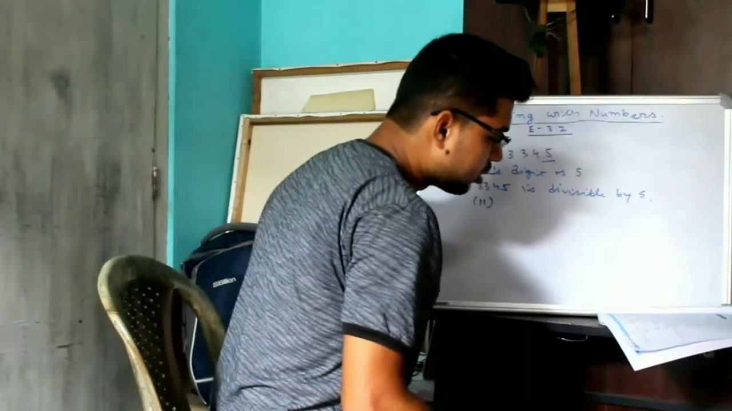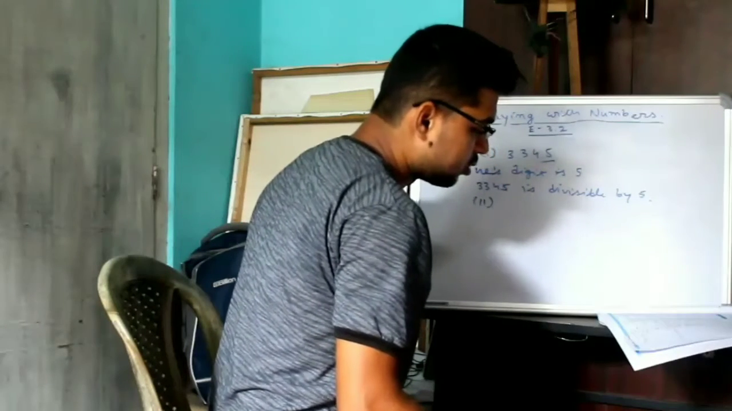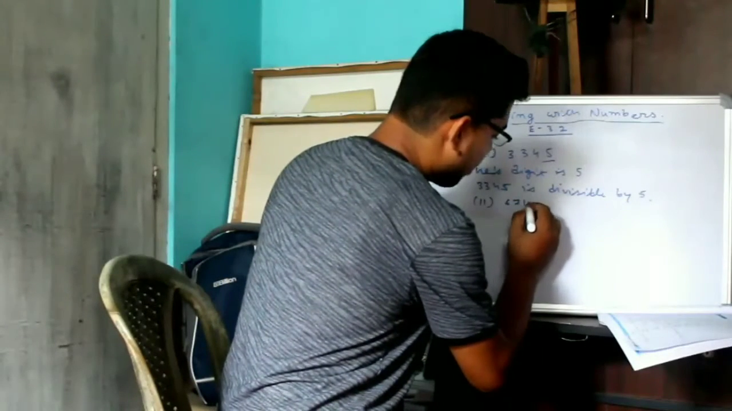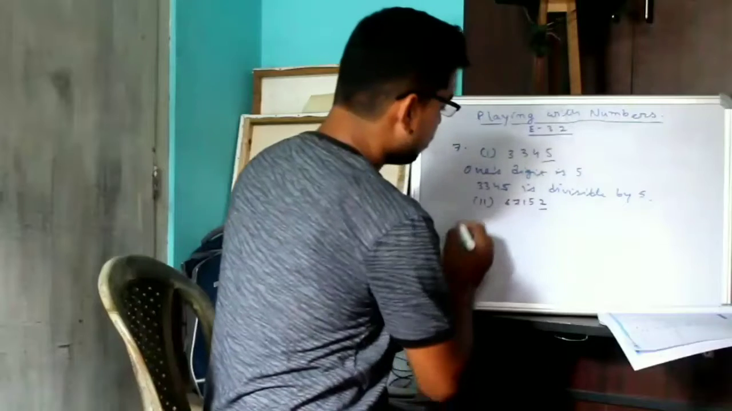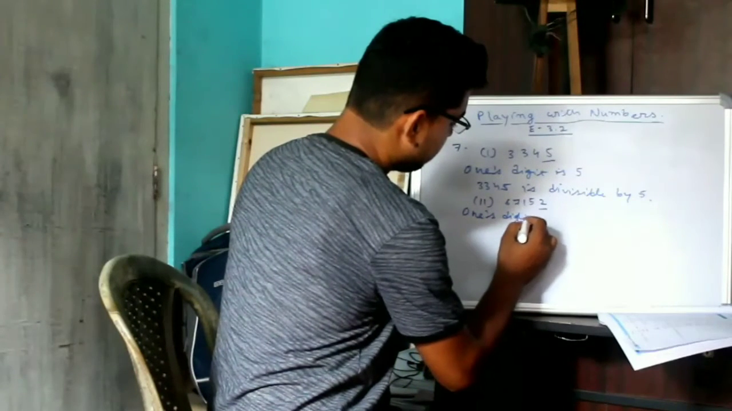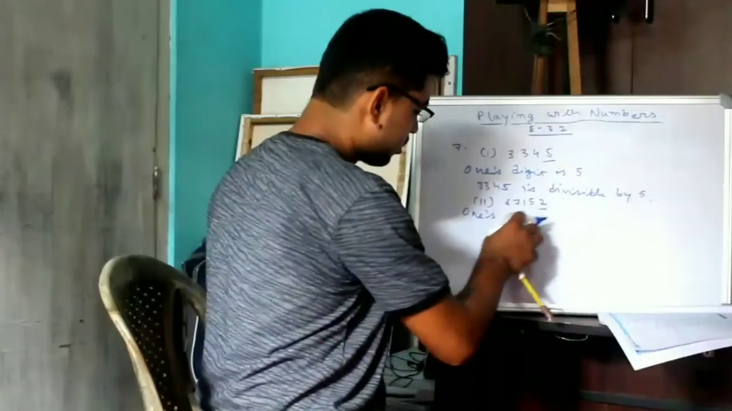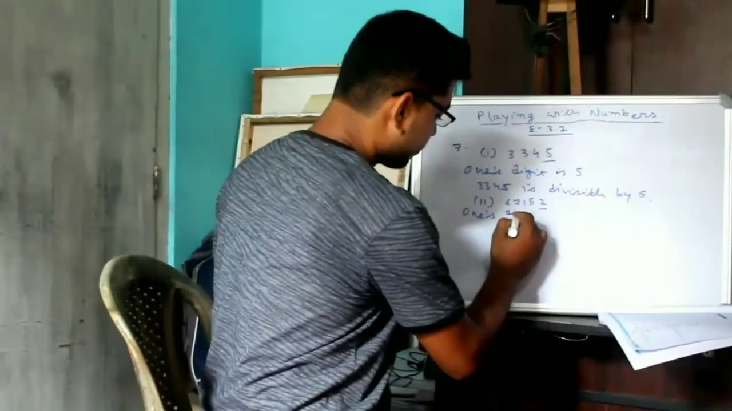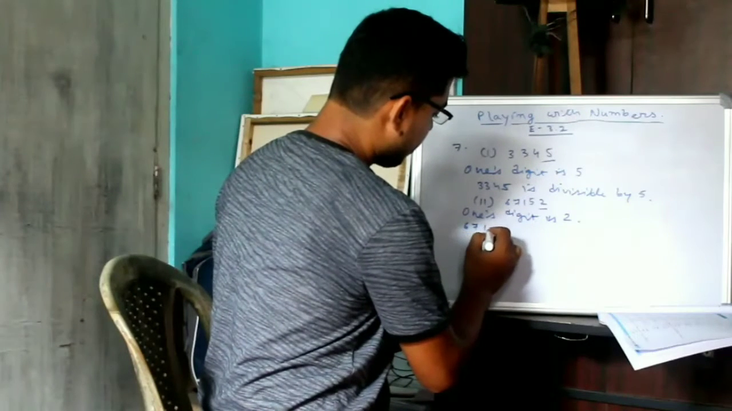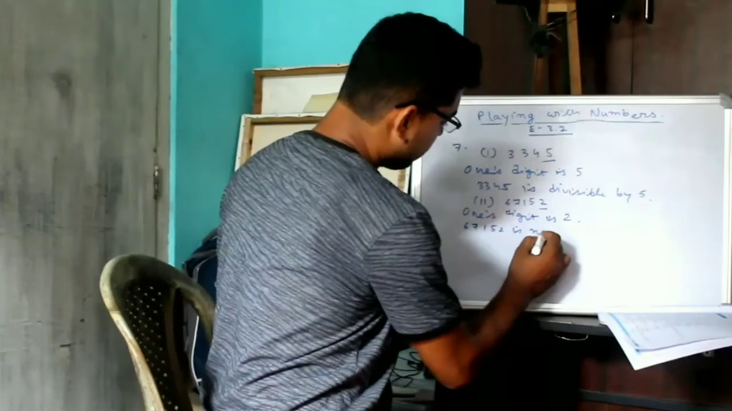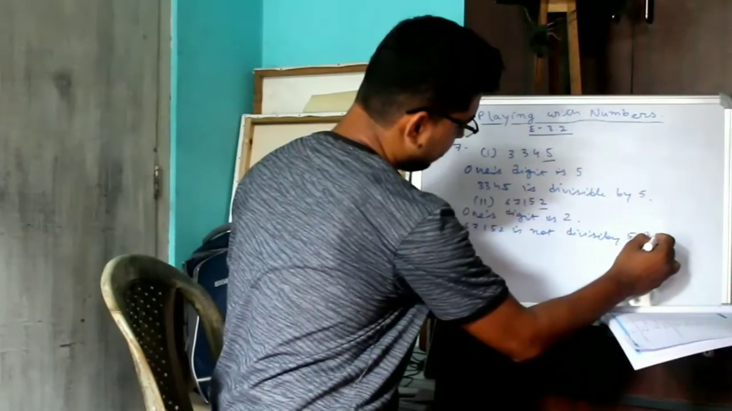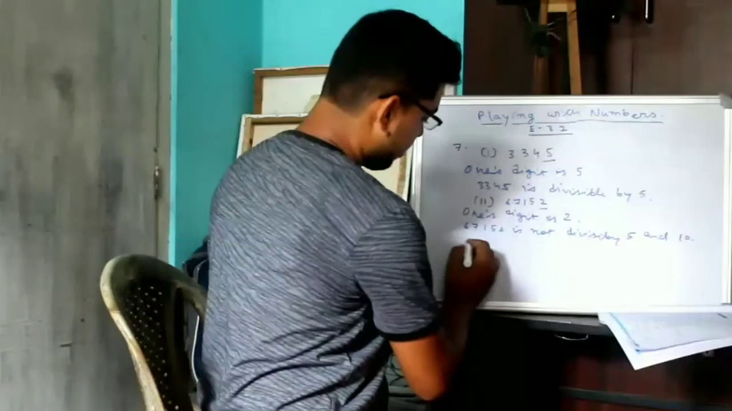Number 2: 7 is no. Number 2: 67152. Here the ones digit is 2. So 67152 is not divisible by 5 and 10.